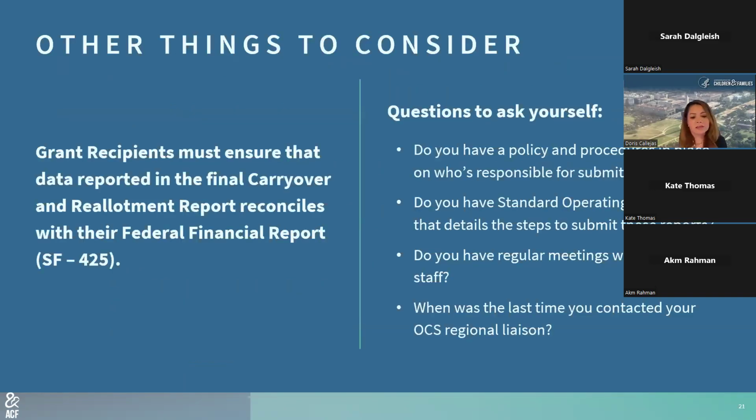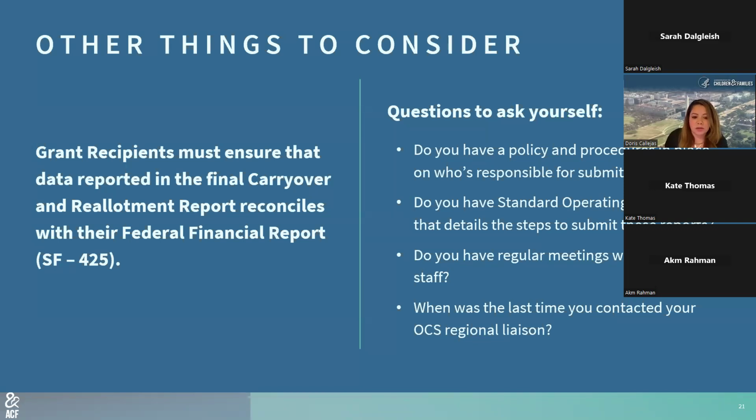So before I end this section, I want to focus on one item that I mentioned earlier. Grant recipients must ensure that the data reported in the final carryover and reallotment report reconcile with the federal financial report. During this fiscal year, we have seen many reporting discrepancies from grant recipients in the reallotment amounts submitted between the CRR and the FFR. So I invite all of you to identify the root of the problem. To help with that, think about the questions that I have posted here. Once you have identified the problem, consider what you can do to prevent these errors in the future.